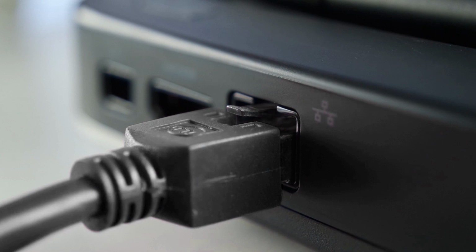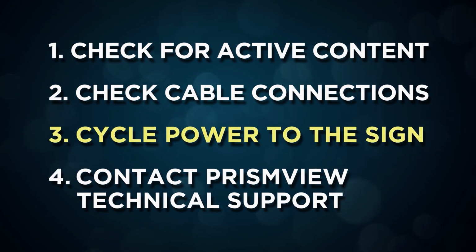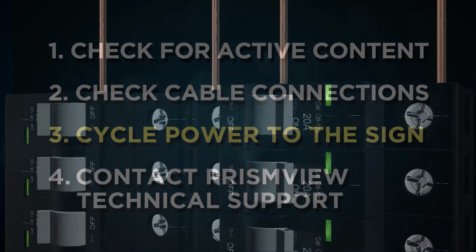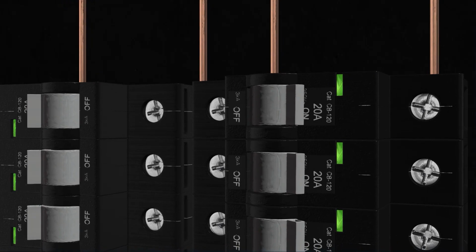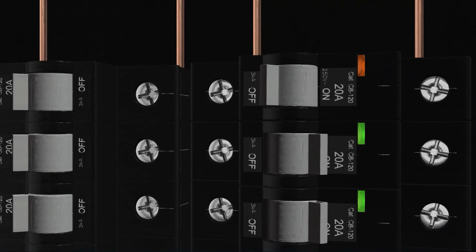If something was not connected correctly, then try updating the sign again. If it was all connected correctly and your sign is still black, then we need to proceed to step 3. To cycle power to the sign, find the circuit breaker that is supplying power to the sign and switch it into the off position. Wait 5 minutes and flip it back on.